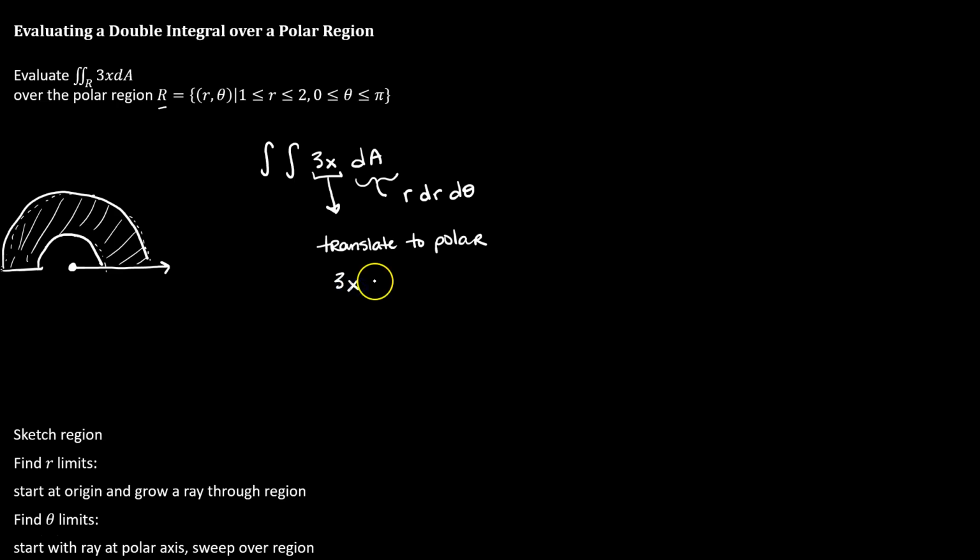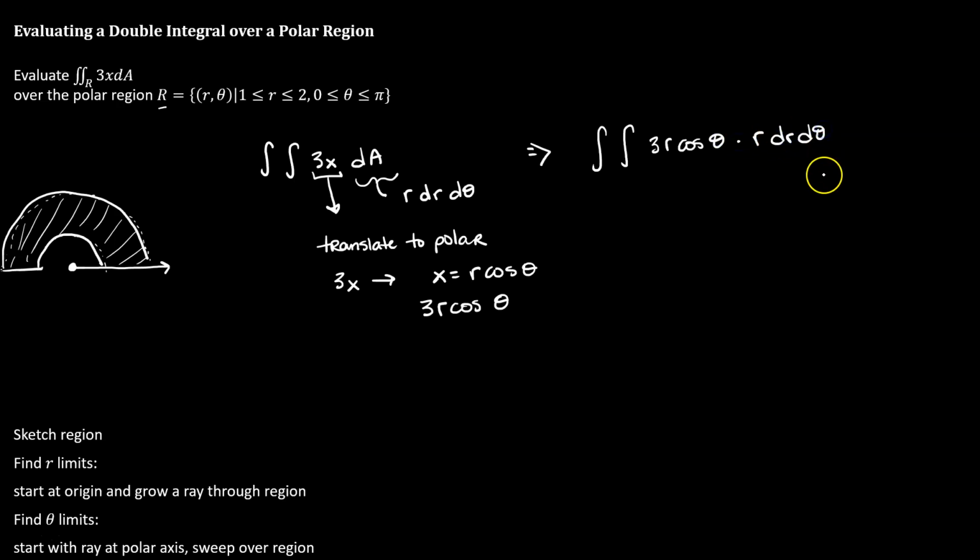So 3x, if we convert it to polar using x equals r cosine theta, 3x becomes 3 times r cosine theta. So the double integral becomes a double integral of 3r cosine theta times the area increment r dr d theta. Now I do have two factors of r in here, and it's perfectly fine to write those together, so we could write this as 3r squared cosine theta dr d theta.